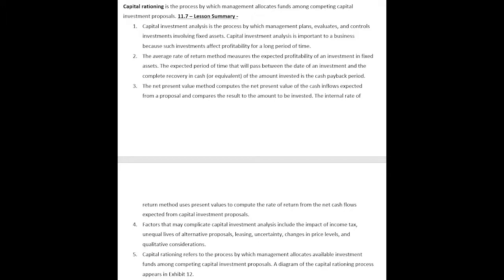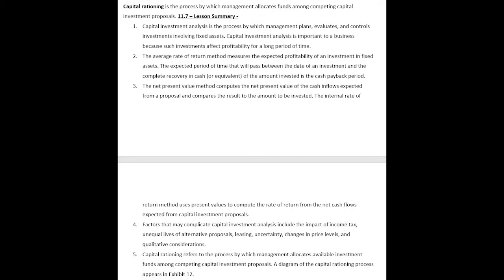Some methods do not use present values: the average rate of return method and the cash payback method. The methods that do use present values are the net present value method and the internal rate of return method. So, present values, obviously net present value, and then internal rate of return. Capital rationing is the process by which management allocates funds among competing capital investment proposals.